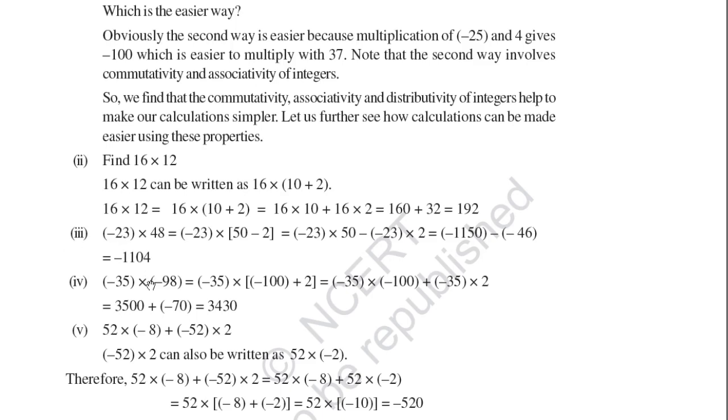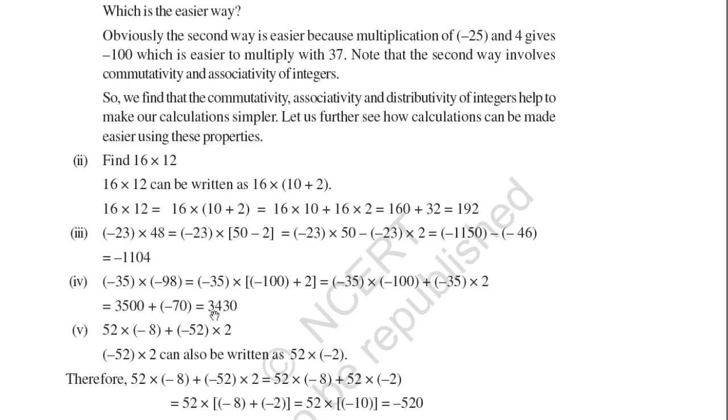So here also the same thing. It is 98. So you can write minus 100 plus 2. Because it is minus, you can write plus 2. It will not be minus, it will be plus. Okay. So here don't get confused. You can very easily write minus 35 into 100 plus minus 35 into 2. So it is very easy. 3500 here, and here it is minus, so it will become negative. It will be subtracted from here. So you will get 3430.